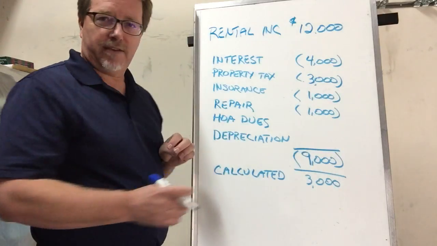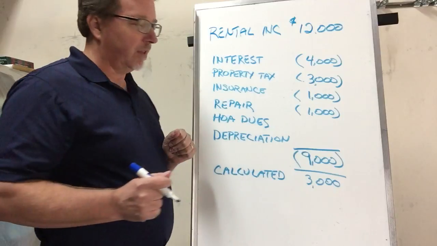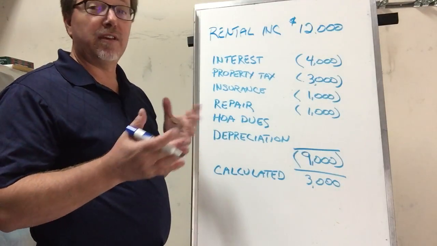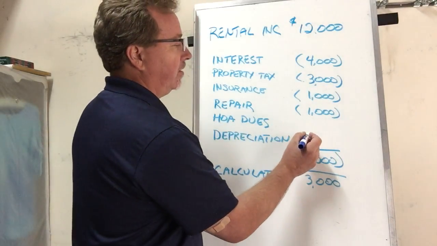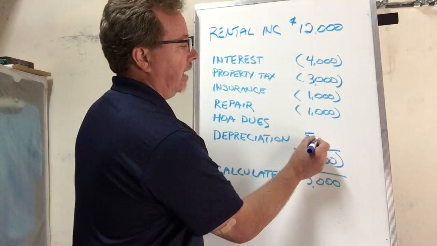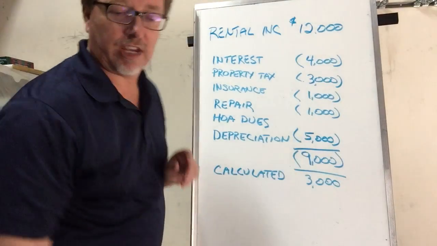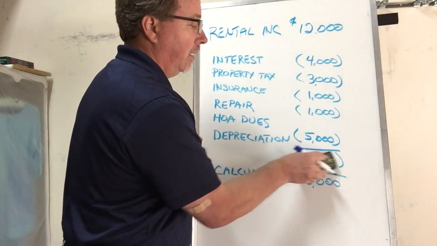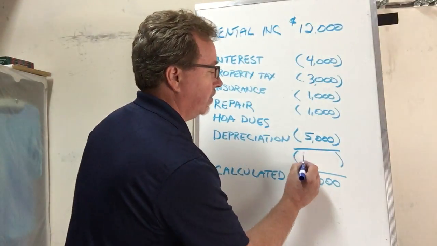I intentionally left off this depreciation. We're going to talk a little bit more about that. It's not really magical. It feels magical till you know where it came from. But let's say that this particular property has $5,000 of depreciation expense that goes along with it, okay? Well, your expenses are not now $9,000, they've now jumped up to $14,000.